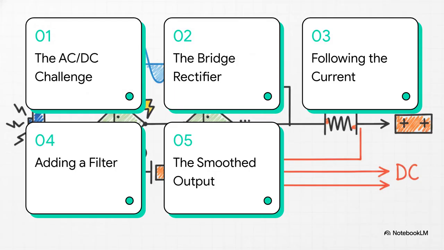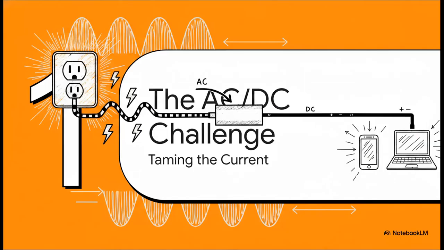So here's what we'll cover. We'll start with the AC/DC challenge itself. Then we'll get into the real star of the show, the bridge rectifier. From there, we'll actually follow the current, see how a filter smooths everything out, and then check out the final result.